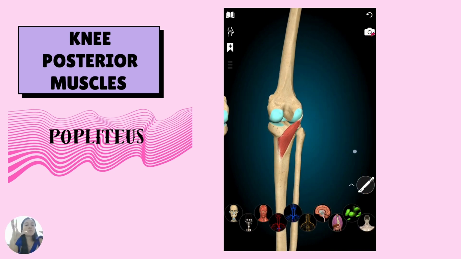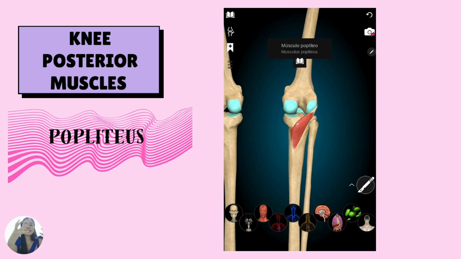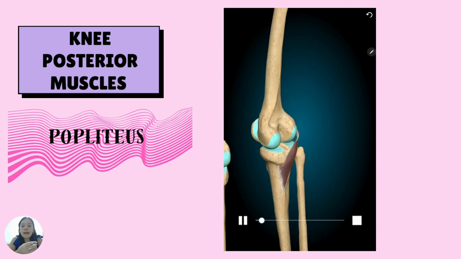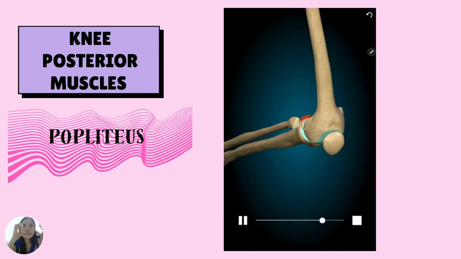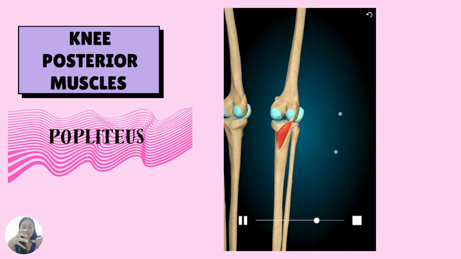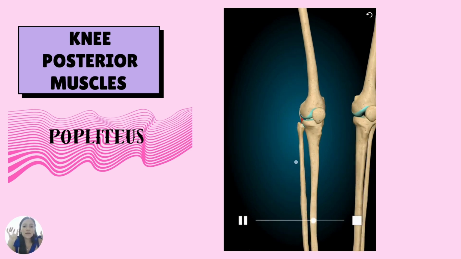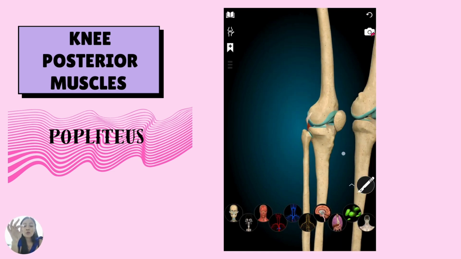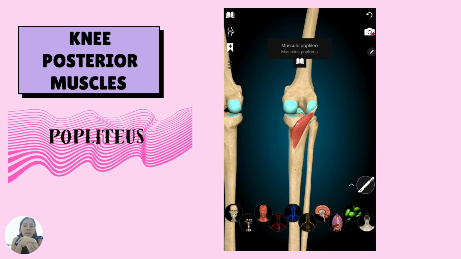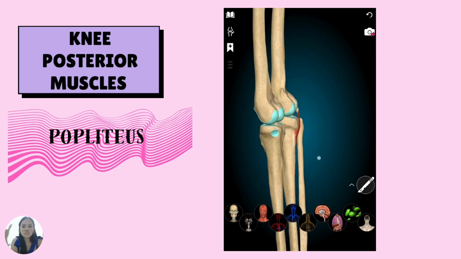Now we can see the posterior muscles that give stability to our knee. The first one is the popliteus. The popliteus muscle is the shortest and smallest muscle in the leg and the knee. We can see that this muscle is very small, smaller than others. But what is its function? Is it like an accessory in our knee?